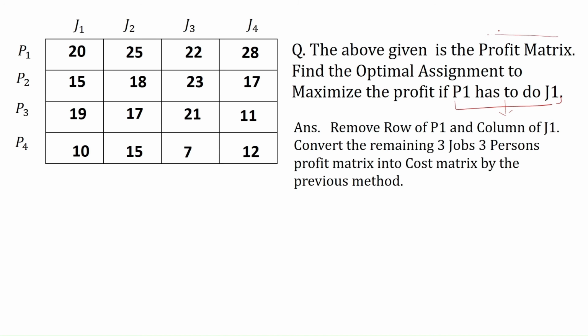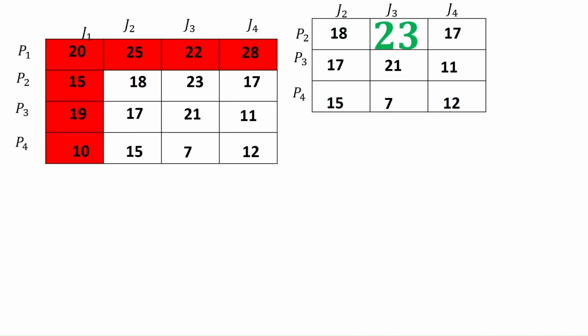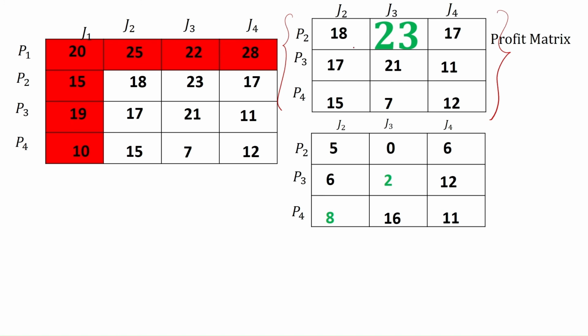The first step is, if we know that P1 has to do job 1, the row for P1 and the column for J1 has to be deleted. So the first row and first column get deleted. Now since the remaining sub matrix is a profit matrix and not a cost matrix, we identify the largest element in the sub matrix, and from this maximum element we subtract all the other elements. So what we get is 23 minus 18 is 5, 23 minus 23 is 0, 23 minus 17 is 6.